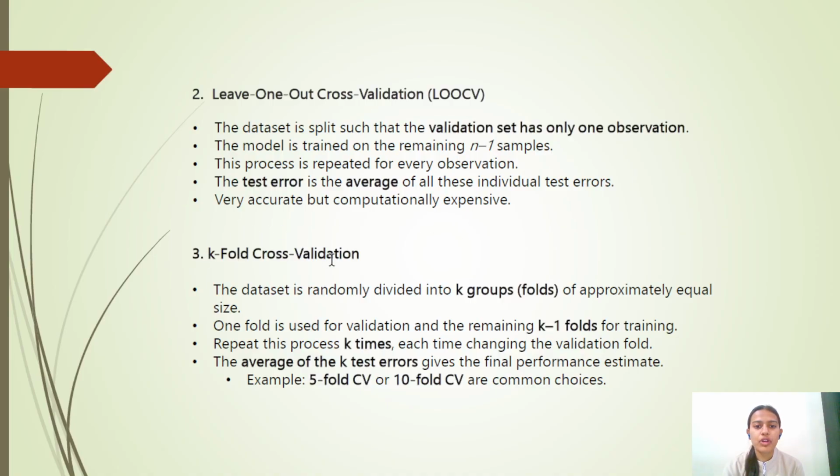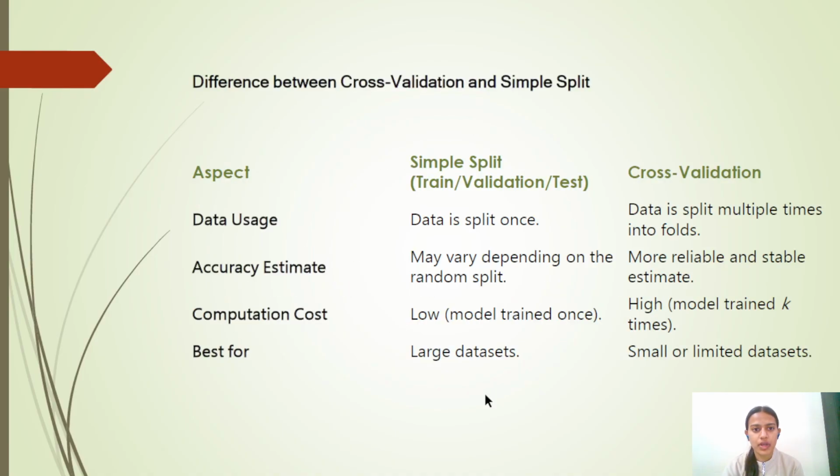Third is k-fold cross validation. The data set is randomly divided into k groups, or folds, of approximately equal size. One fold is used for validation and the remaining k-1 folds for training. Repeat this process k times, each time changing the validation fold. The average of the k test errors gives the final performance estimate. For example, 5-fold CV or 10-fold CV are common choices.